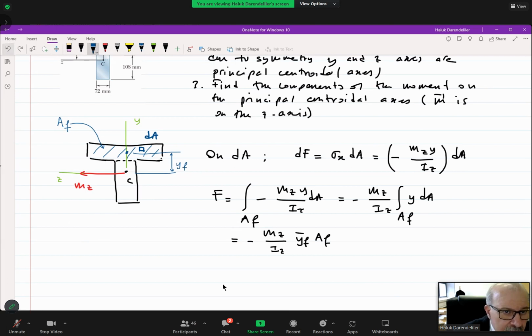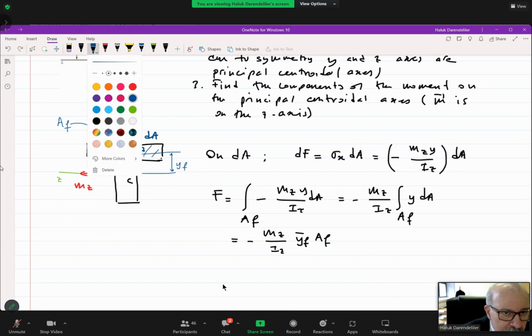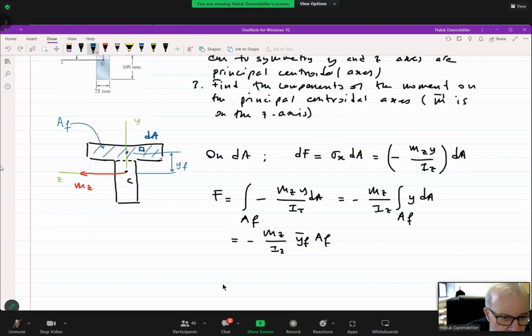Clear? Is there anything that is not understood up to here, friends? So now either evaluate the integral of y dA, or multiply the area with the centroid distance of the corresponding cross-section. Now, the remaining is finding the moment of inertia, y-bar, A, etc. Any question at this point? Because what comes after this is easy.